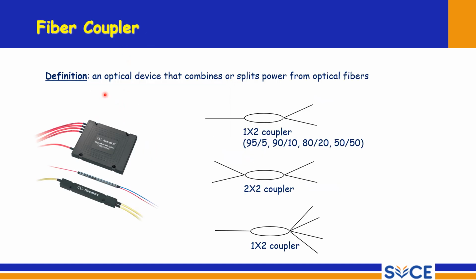Fiber coupler: it is an optical device that combines or splits power from optical fibers. So it splits the optical power. It is 1 by 2; from 1 it divides into 2. There are many specifications available: 95 by 5, 90 by 10, 80 by 20, 50 by 50. So this is a 2 by 2 coupler, with two receivers and two transmitters, and 1 by 2. In this coupler, 1 is divided into 3 or 4 lines. So this is how a fiber coupler works.